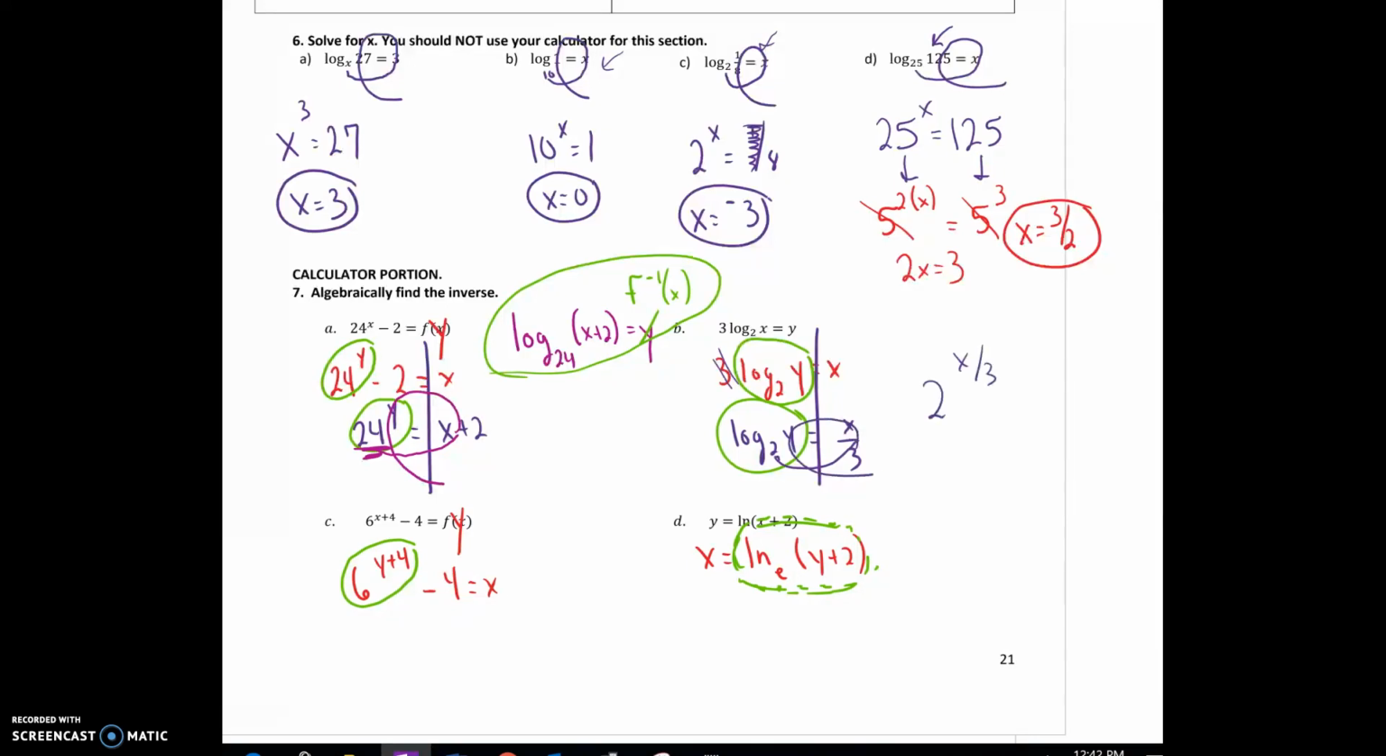And when I come back, that's going to equal y. And again, it's a function when y is alone. And y is alone, so you could write y, you can write it as that inverse notation of a function, but this is your answer.